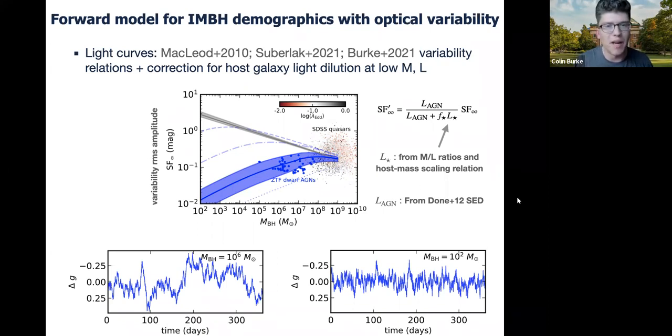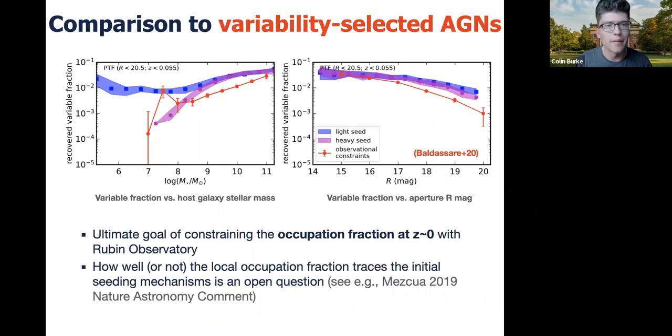So this is a simple phenomenological model. And you can run that through a code that simulates the cadence and photometric precision for whatever survey you're interested in. So we have a Python code to do this. And I've compared this to the current observational constraints, which are from the PTF survey, matched to SDSS galaxies.